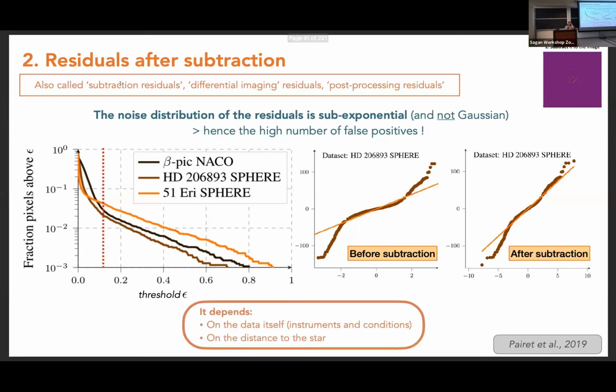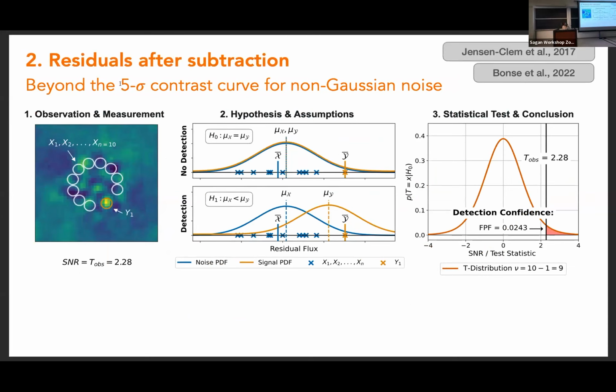Again, it depends on the data, on the instrument, on the observing conditions, and on the distance to the star as well. But I just wanted to point that out because I think it's very important to keep in mind and to realize the number of false positives is higher than what we're saying. So one way to fix that was to rethink the way we actually compute the signal to noise ratio of a detection and the confidence level with it.